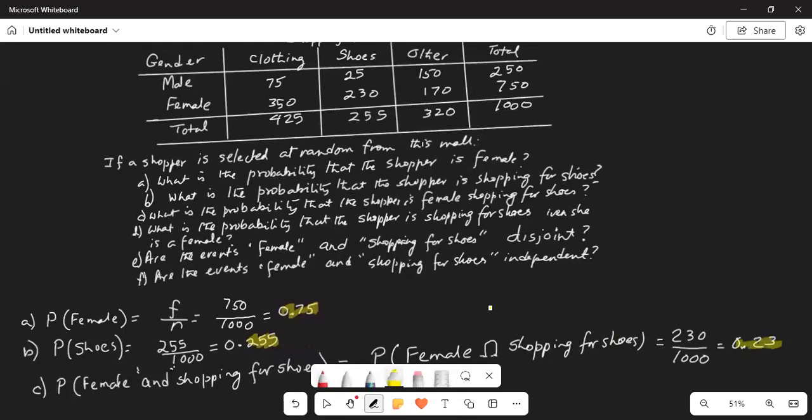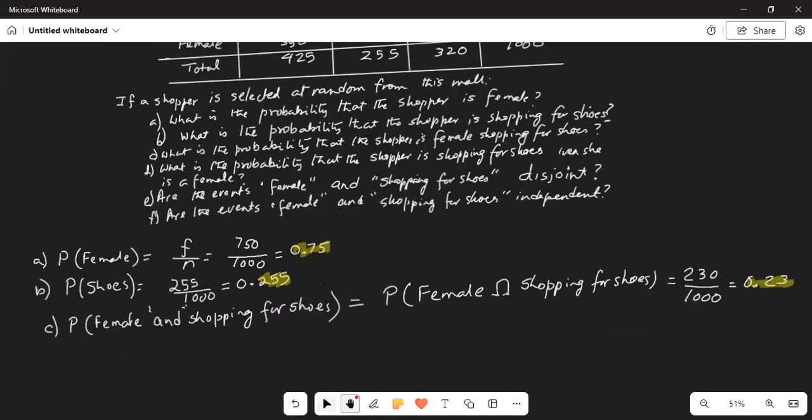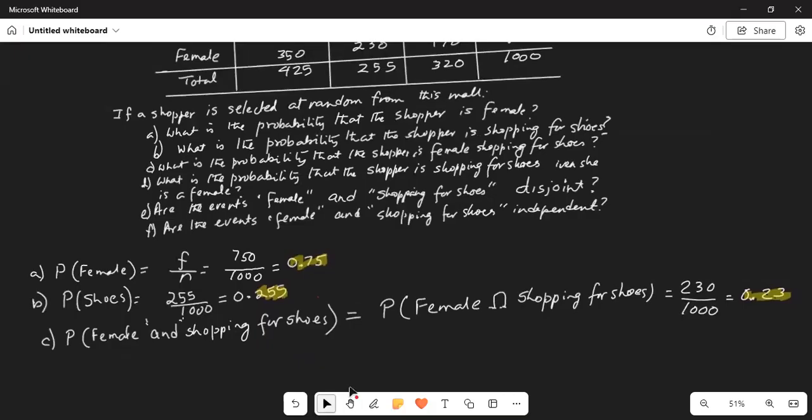Okay. Now I will move this a little bit up, create some more space. Part D. What is the probability that the shopper is shopping for shoes given she's a female? So given, let me go back over here. This is given, the G is missing.